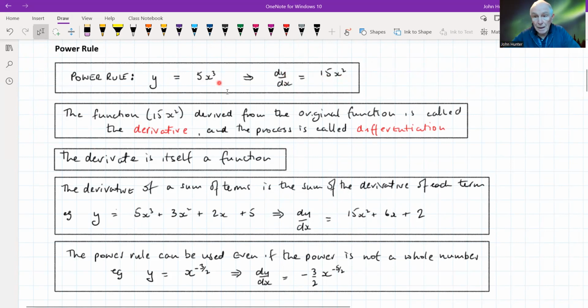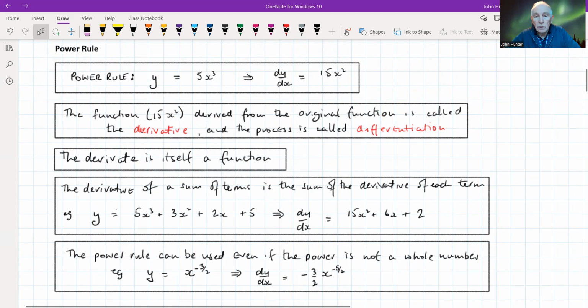What we've done is apply the power rule. The power rule is that we multiply the coefficient, which is 5, by the power to get the new coefficient. That's 15, and then we subtract 1 from the power, giving us, in this case, x squared. So the gradient is 15x squared. This is a function, of course. This 15x squared is a derived function. It's derived from the original function.